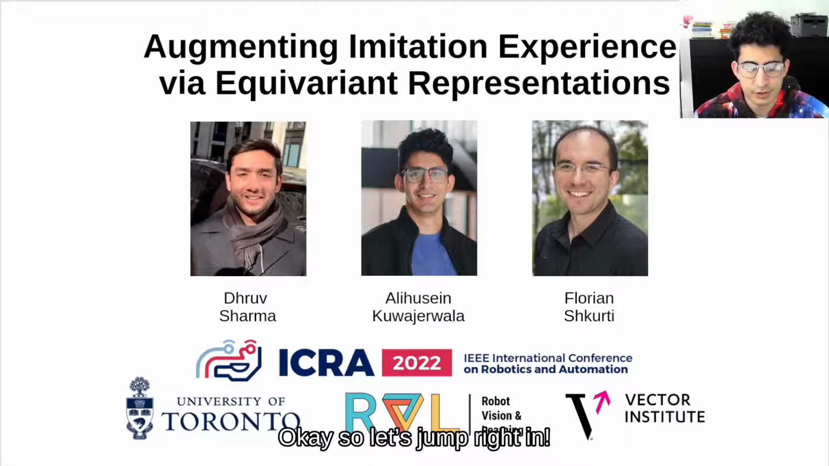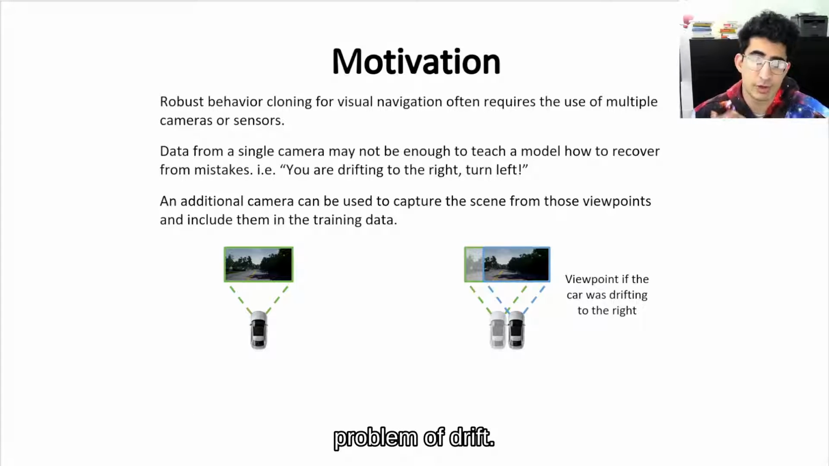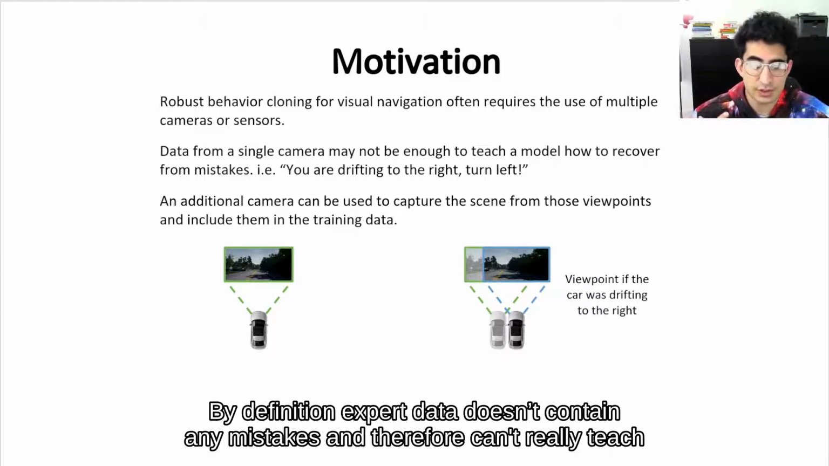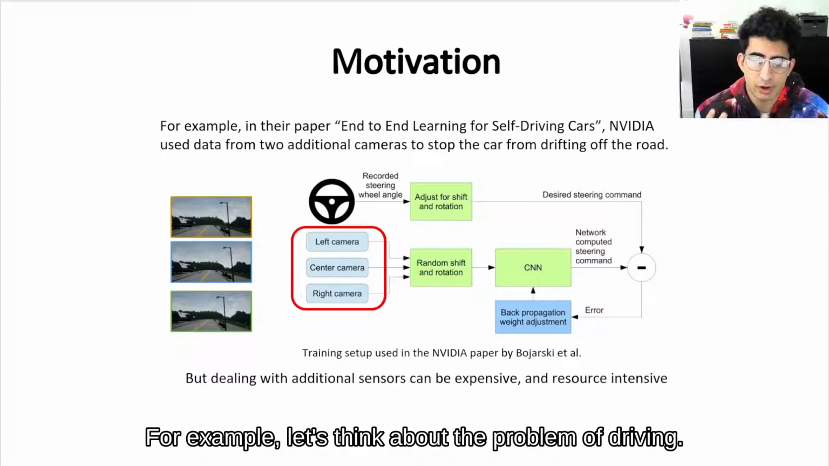Okay, so let's jump right in. The main motivation for this work is that behavior cloning suffers from this common problem of drift. By definition, expert data doesn't contain any mistakes, and therefore can't really teach you how to recover once you've already made a mistake. For example, let's think about the problem of driving.